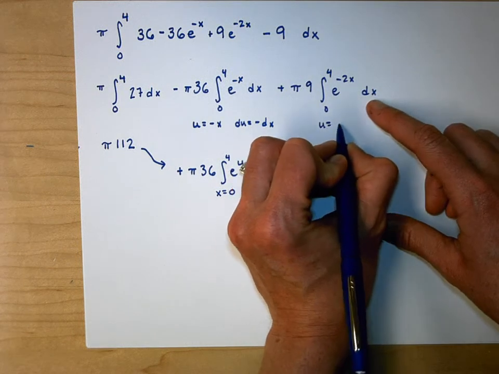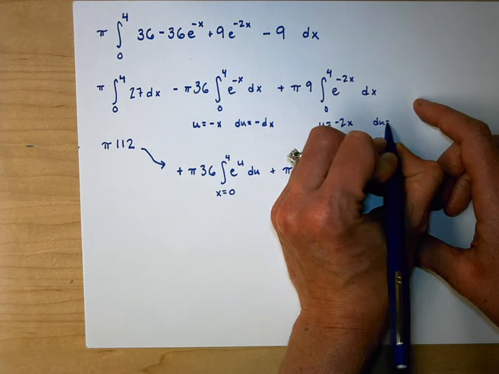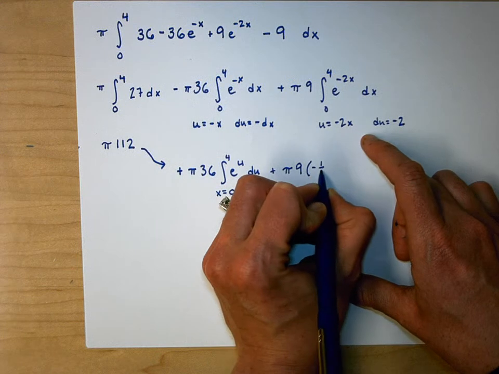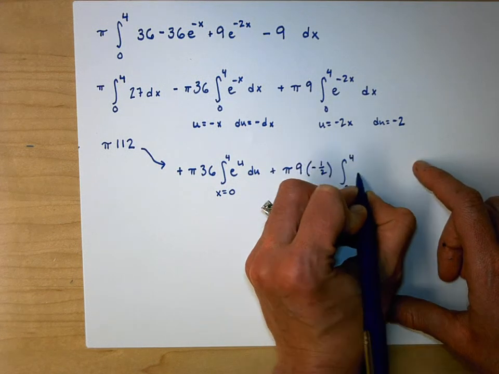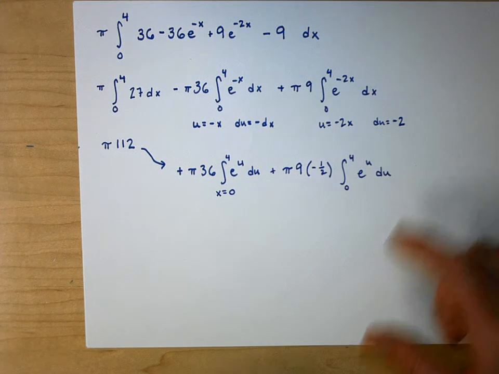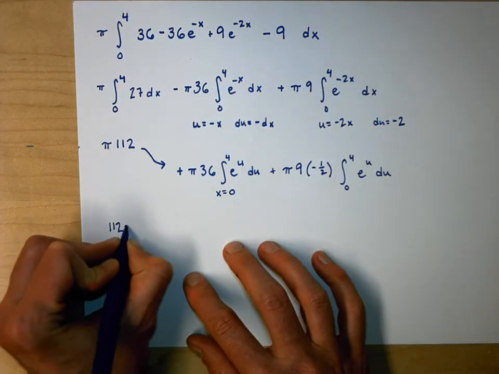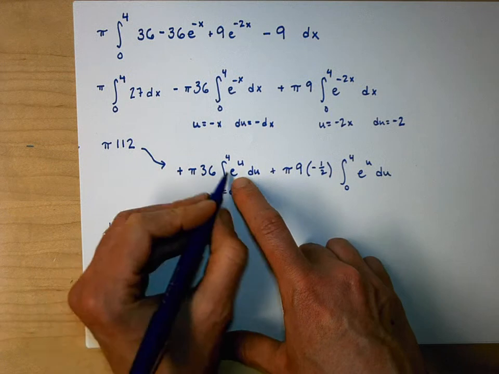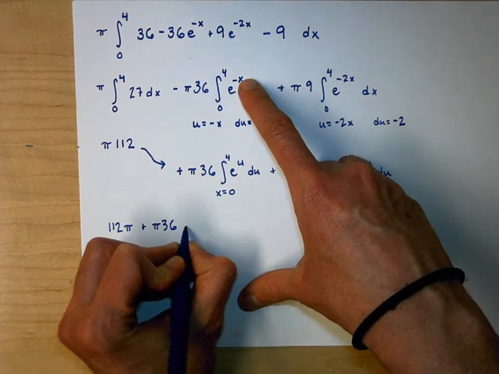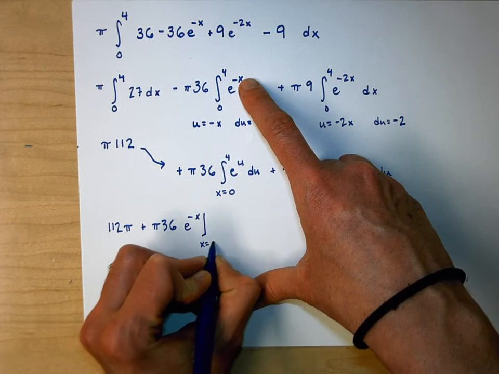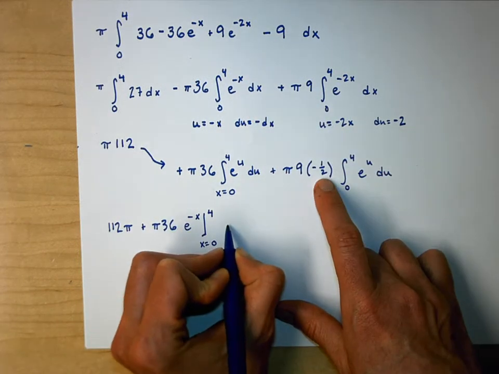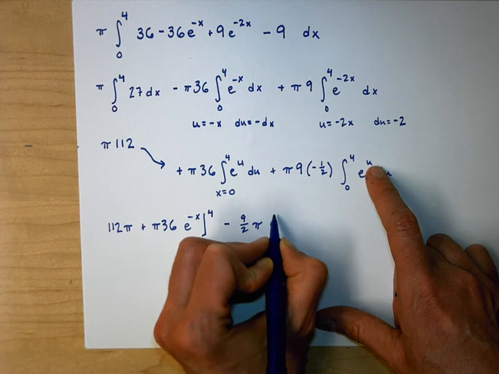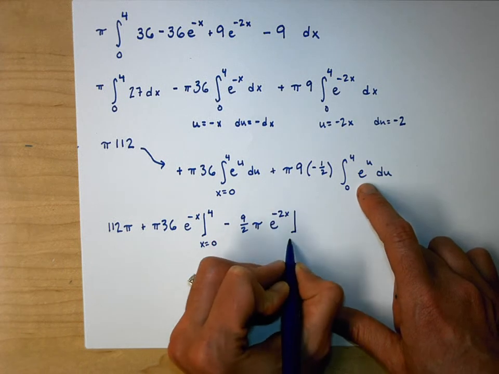Similarly, we're going to do a u sub where u is equal to negative 2x for this one, and so du is going to be equal to negative 2, so I'll have to multiply by negative 1/2 for this one. So 9 times negative 1/2, integrating from 0 to 4, e to the u du. So my first term is 112 pi, that just comes along for a ride, and then I'm going to add pi times 36, and e to the u integrates to be e to the u. I'll plug my x back in and get e to the negative x evaluated from x equals 0 to 4, and I can do the same thing here, so this is minus 9/2 pi, e to the u again I'm going to plug in and get negative 2x evaluated as x goes from 0 to 4.